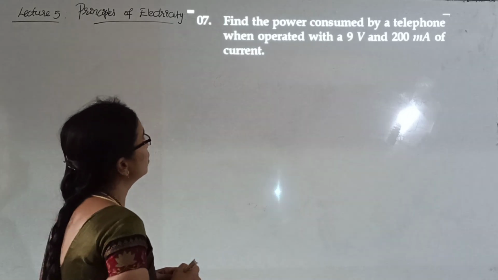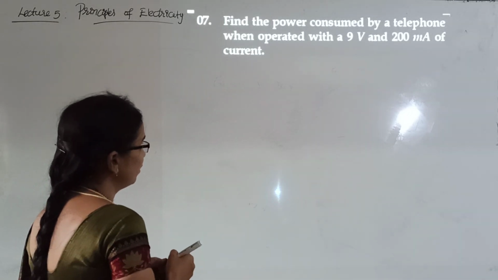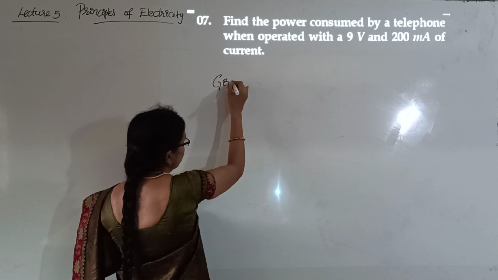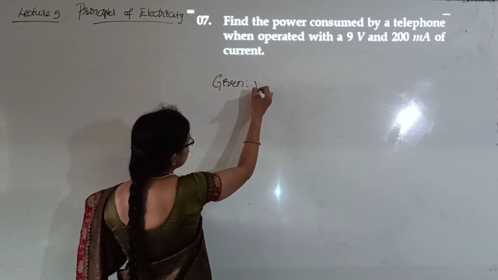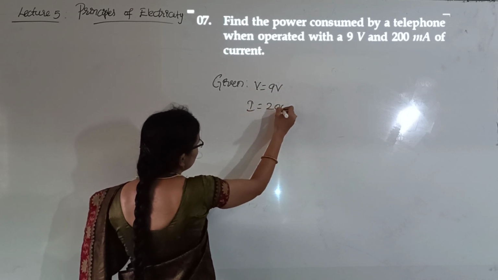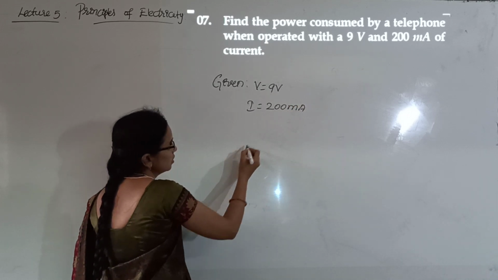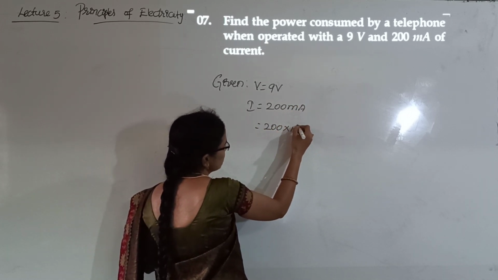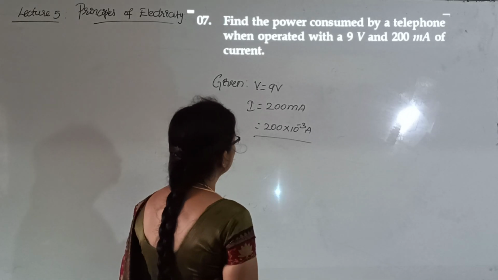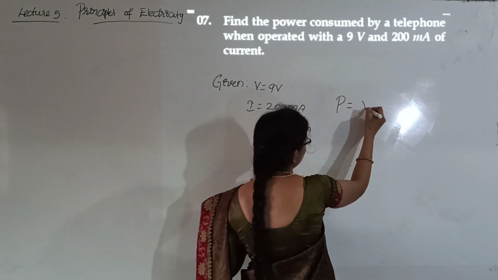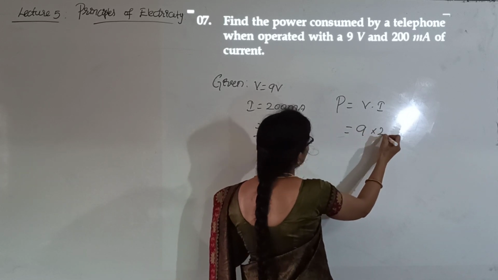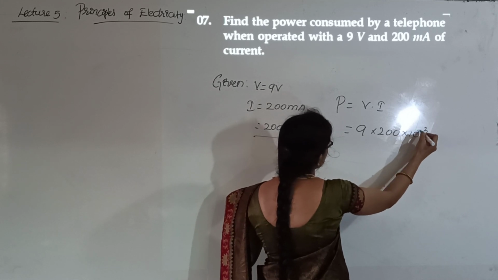Next one, the 7th one. Find the power consumed by a telephone when operated with a 9 volt and 200 milliamperes of current. What is given here? Potential difference is 9 volt, and current is 200 milliamperes. Milli in the sense 200 into 10 to the power of minus 3 amperes. I guess most of you know this. And we have to calculate power. Direct formula P is equal to E into I. That is 9 into 200 into 10 to the power of minus 3.